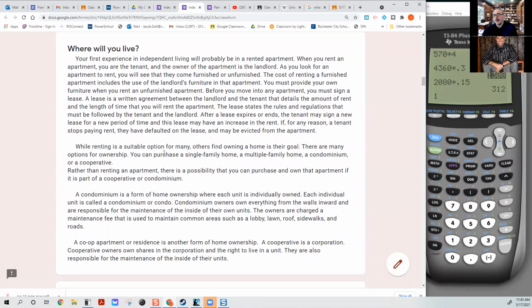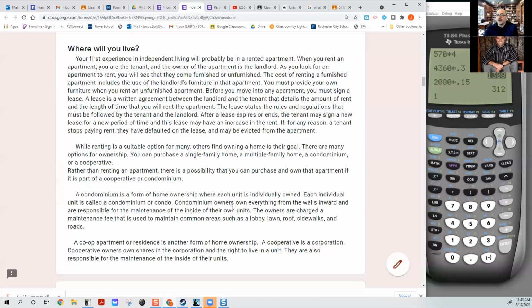While renting is a suitable option for many, others will find that owning a home is their goal. There are many options for home ownership. You can purchase a single family home, a multiple family home, a condominium, or a cooperative. Rather than renting an apartment, there is a possibility that you can purchase and own that apartment if it is part of a cooperative or condominium. A condominium is a form of home ownership where each unit is individually owned. The individual unit is called a condominium or condo. It's like an apartment, but you own it, right?